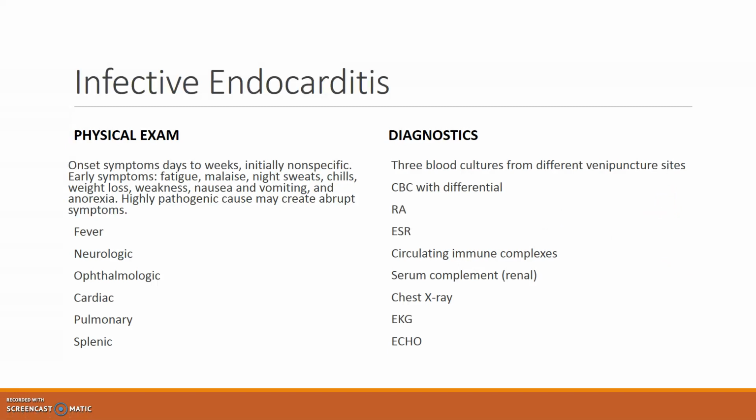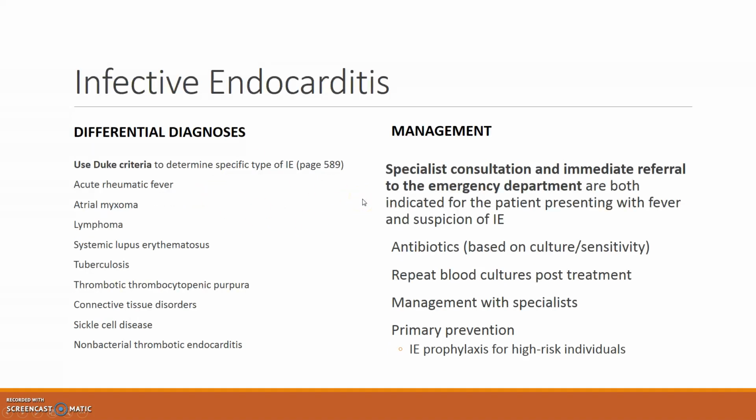Diagnostically, 3 blood cultures from different venipuncture sites are imperative to obtain. CBC with differential, RA latex, ESR, which you know is a nonspecific inflammatory marker, circulating immune complexes, serum complement, renal function. A chest x-ray is a really important piece of our diagnostic tools, along with ECG and an echocardiogram. I don't expect you to know all of the differential diagnoses, but I do want you to look at the Duke criteria on page 589 to determine specific types of infective endocarditis. And you can just look through this list of differentials. I think it's important for us not to miss acute rheumatic fever, atrial myxoma, lymphoma.